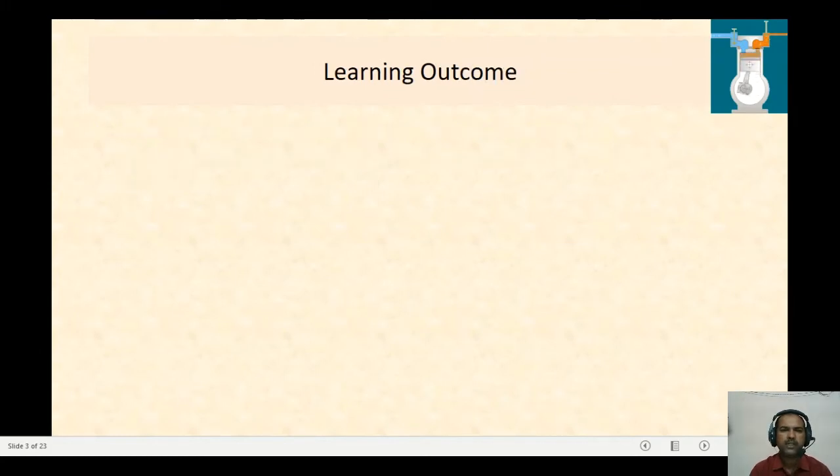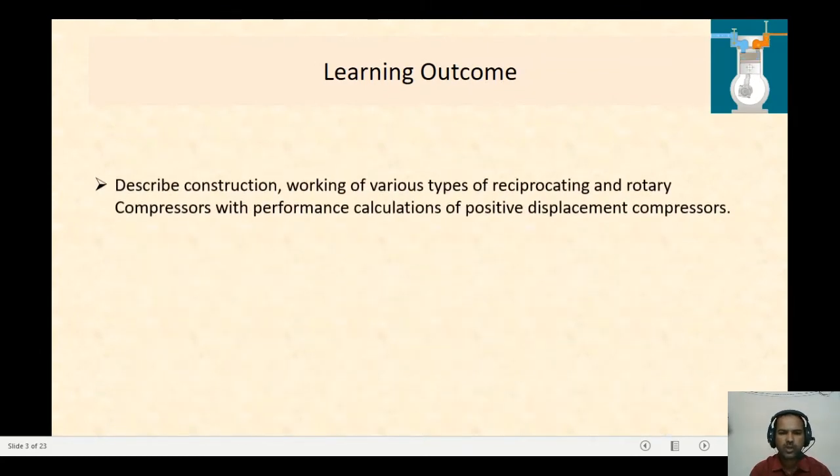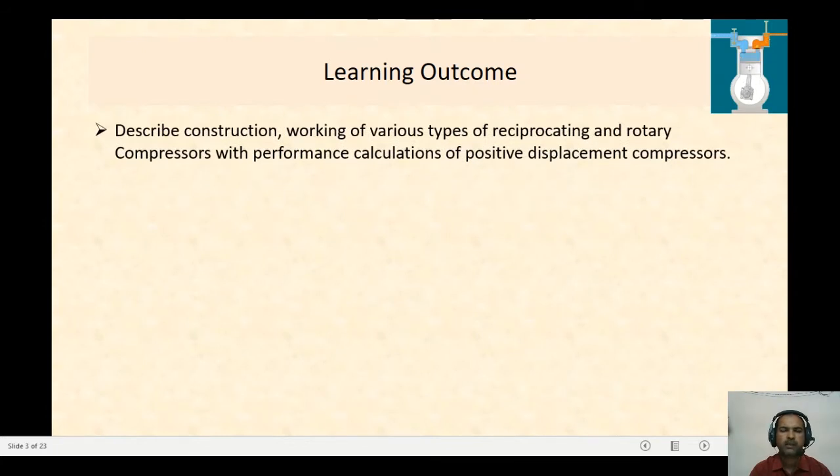After completion of this, one will know how to draw the schematic diagram for the reciprocating air compressor, the basic working principle of the single stage reciprocating air compressor, and also the performance calculation of the reciprocating air compressor.